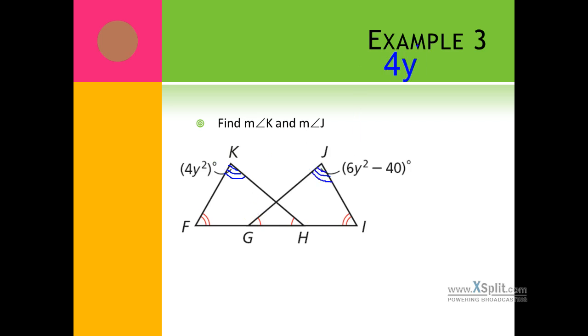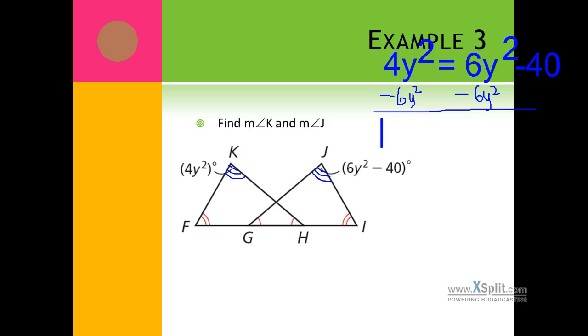4y squared is equal to 6y, I'm going to leave some space for a squared, minus 40. 6y squared minus 40. I'm going to treat the y squareds just as I would treat any simple y's. I'm just going to subtract 6y squared from both sides. That's going to leave me with negative 2y squared on the one side. And the other side we just have negative 40 left. We divide both sides by negative 2.